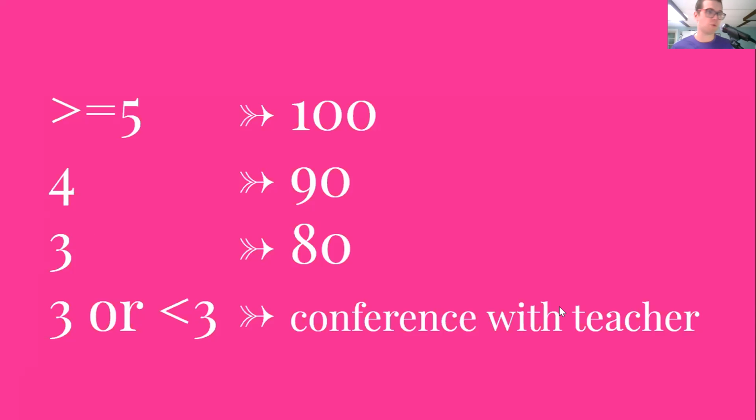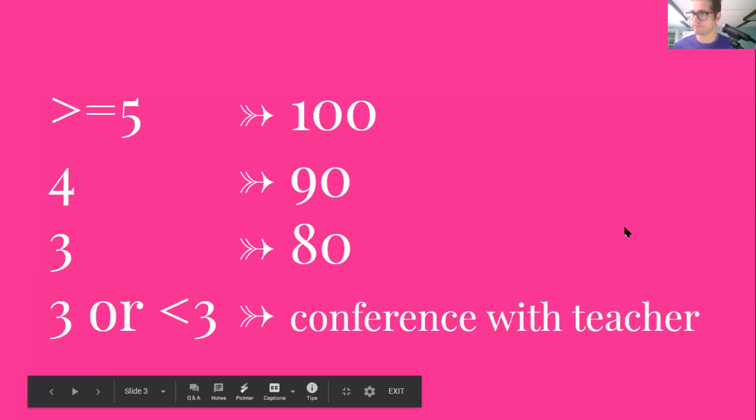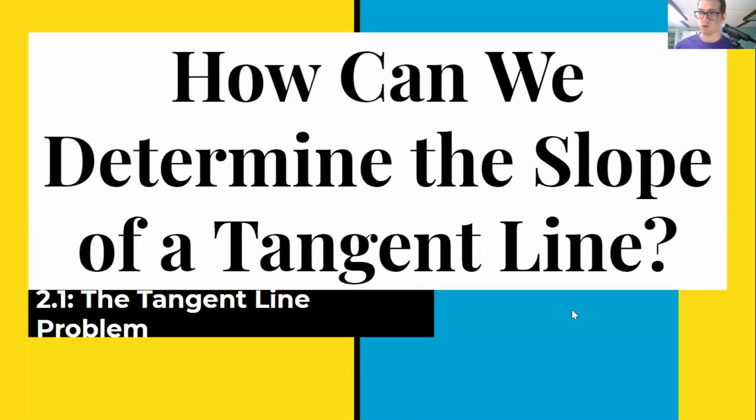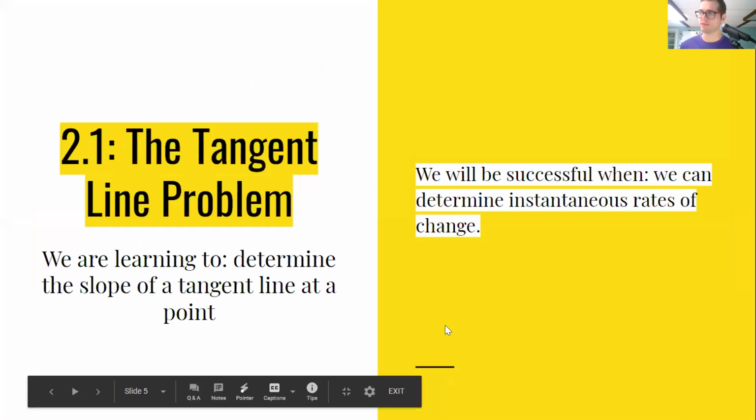So we are going to briefly talk about the next lesson. How can you determine the slope of a tangent line? The tangent line problem. We'll be successful when we can determine instantaneous rates of change. That's the big idea here.